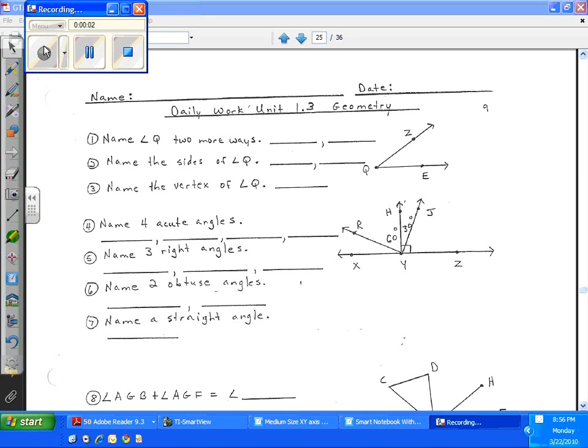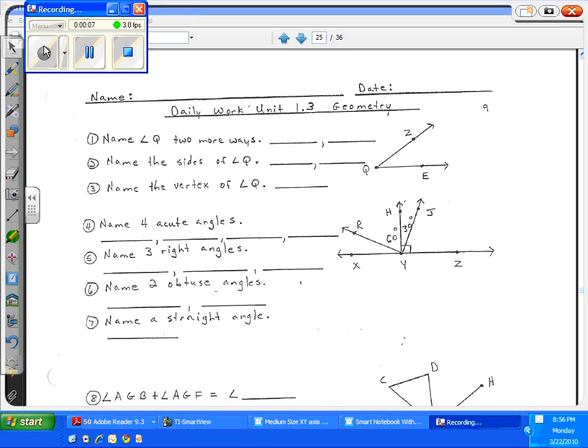We're going over the daily work on Unit 1-3. We want to name angle Q two other ways. Remember, you can name an angle by its vertex if it's the vertex of only one angle. Or you could use a point on one side and then the vertex and then the point on another side. So we could call it angle ZQE, or you could start the other way, start from E. If there was a number in the corner like 2, we could call it angle 2, but there wasn't. So that's not an option to put on the line there, okay?